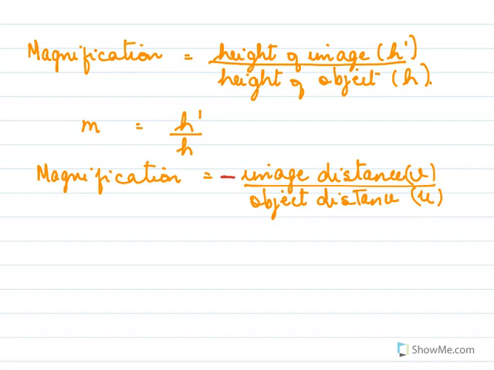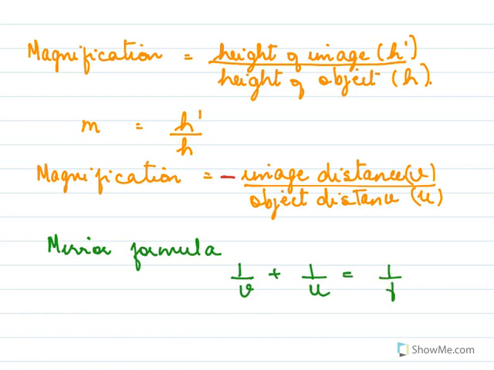And we have the mirror formula, and the mirror formula is 1 over v, which is the image distance, plus 1 over u, object distance, equal to 1 over f. F is the focal length. So here also again I'll write, remember magnification is minus v by u, and it is also image over object.